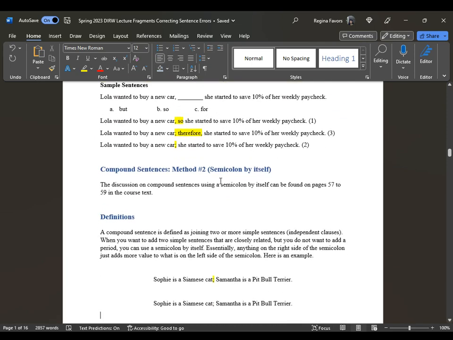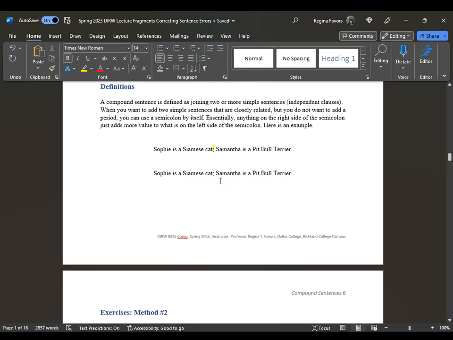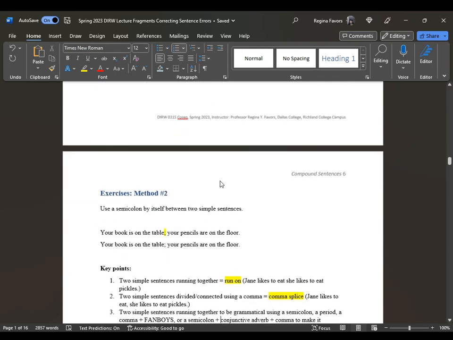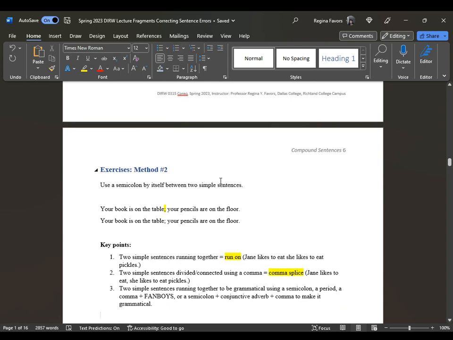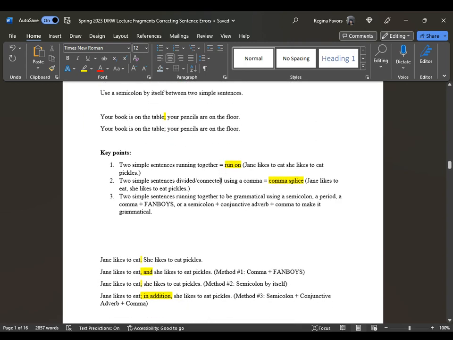Method number 2, semicolon by itself, understanding that when you are joining two or more simple sentences, creating a compound sentence, you can do so with a semicolon. The semicolon, everything on the left side of the semicolon just further helps us to understand what's on the right side, and vice versa. Method number 2, we understand that we are creating a compound sentence, separating them by a semicolon. And so remember that we had some insight about run-ons and comma splices, right?